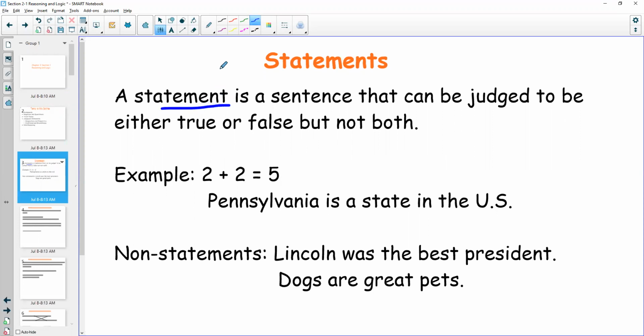And when we talk about statements, they can be false. So we can say something like 2 plus 2 equals 5. It's a statement. It doesn't mean it's true. We can say Pennsylvania is a state in the US. That was true. But what we can't say as a statement are things that are opinions. So Lincoln was the best president. Dogs are wonderful pets. Chocolate is the best flavor of ice cream. Those aren't statements in a mathematical sense.